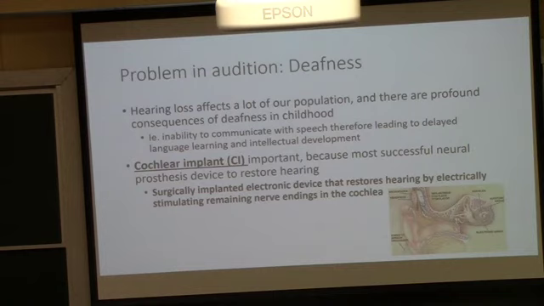So a huge problem with audition is deafness and hearing loss. Hearing loss affects a huge population, and if it affects children, it leads to a lot of horrible downstream effects. So it's very important to think about technology like the cochlear implant, which has been the most successful neuroprosthesis device to restore hearing. It's a surgically implanted electronic device that restores hearing by electrically stimulating remaining nerve endings in the cochlea. On the right, I provided an image of how the cochlear implant fits in anatomically.